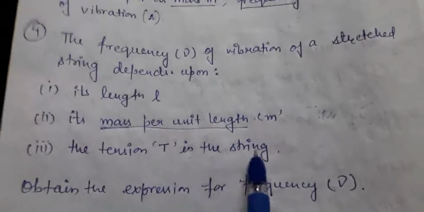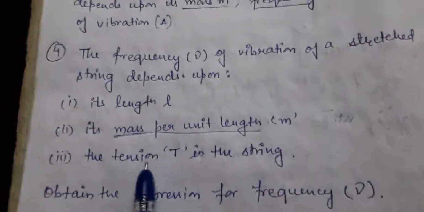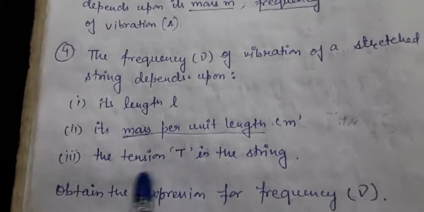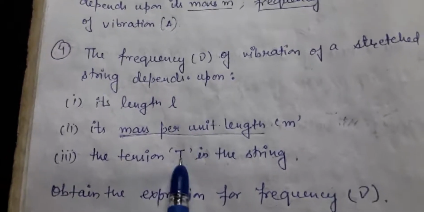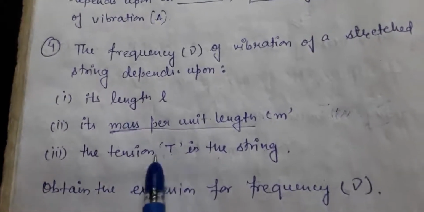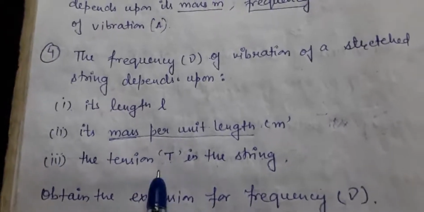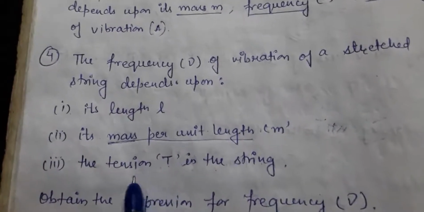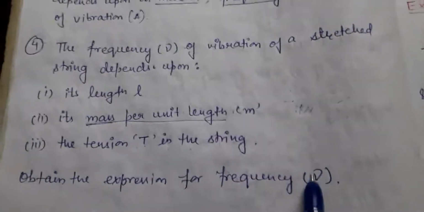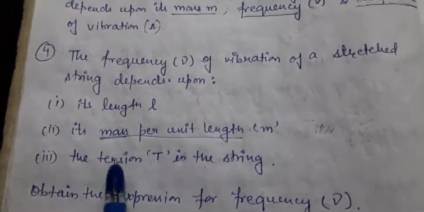And the tension T in the string. If you don't know the meaning of tension, when that chapter comes I will explain in more depth what tension is and how to solve for it. But for now, just take care that the dimensional formula of tension is similar to force. The dimensional formulas of force and tension are the same, so don't worry about the word, it is new for you. Obtain the expression for frequency nu. Frequency depends on these three factors: length, mass per unit length, and tension.